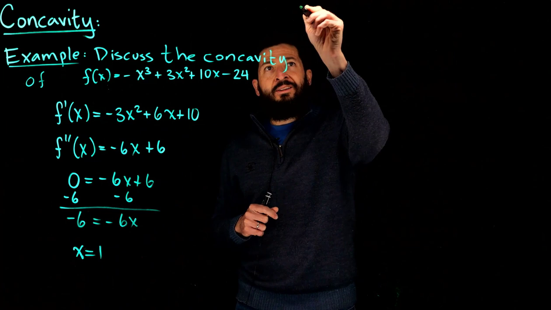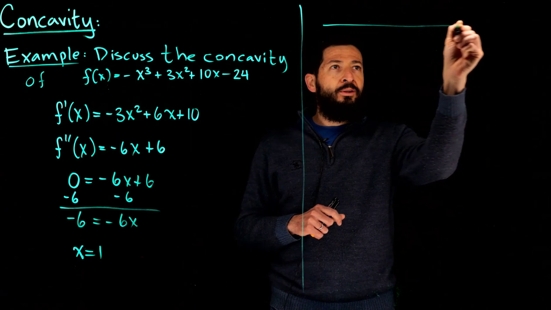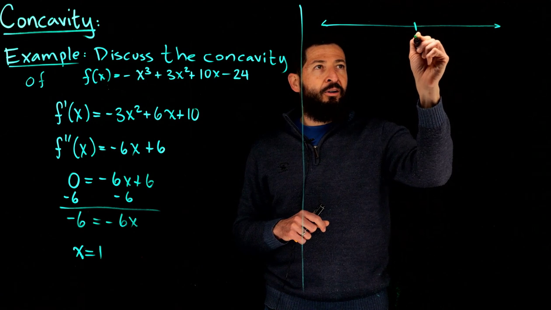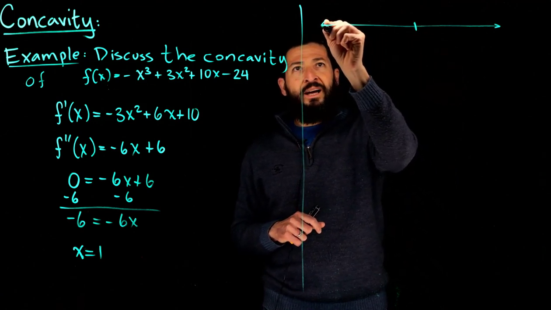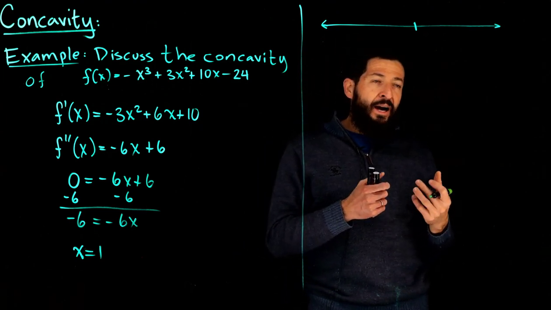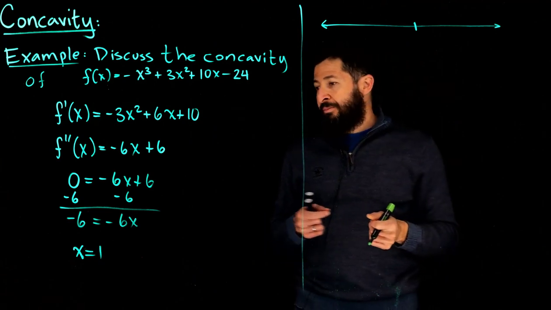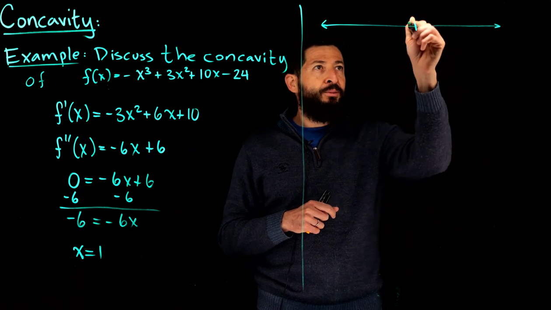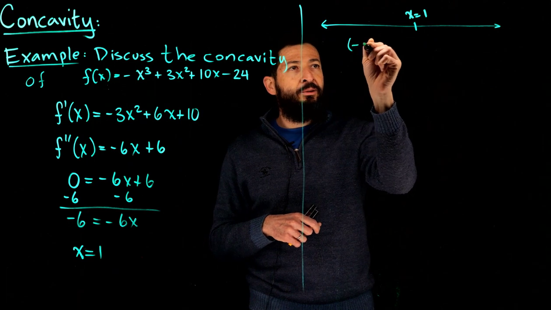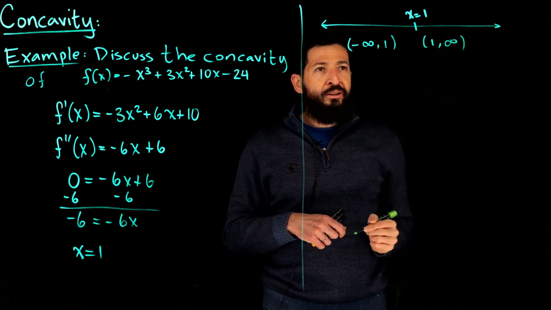So what we're going to do is the same thing we did for the first derivative test. We're going to grab the real line, and we will separate it out at our possible point where the concavity changes. By the way, a point where the concavity changes in a graph is called the inflection point. So this right here is a possible point of inflection. We pick that value and we separate our line into intervals. So from negative infinity to 1, and then from 1 to positive infinity.